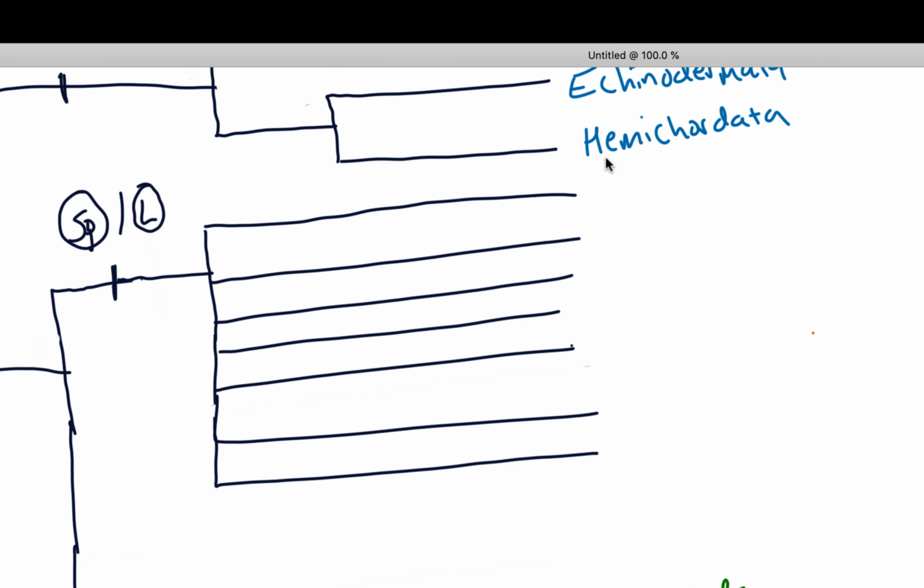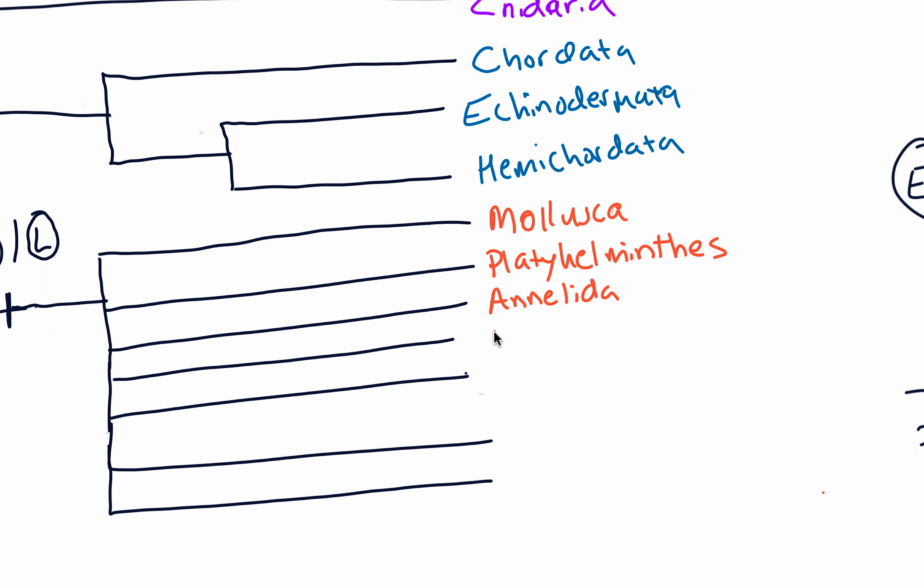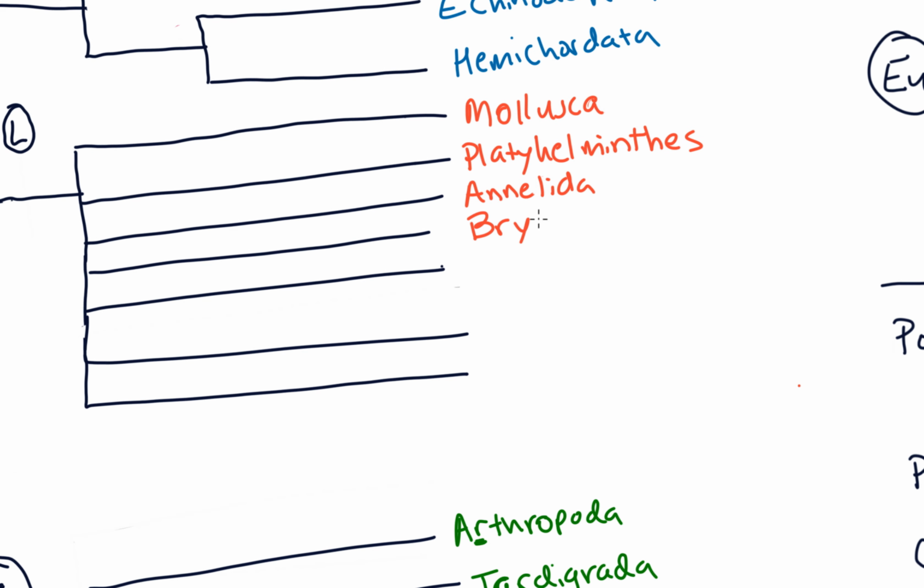And then let's do these groups here. Sporalia. These are in no particular order. Mollusca. Platyhelminthes. Mollusca or mollusks. Platyhelminthes are flatworms. Annelida, segmented worms. Bryozoa / Ectoprocta, same thing. They are also known as moss animals.